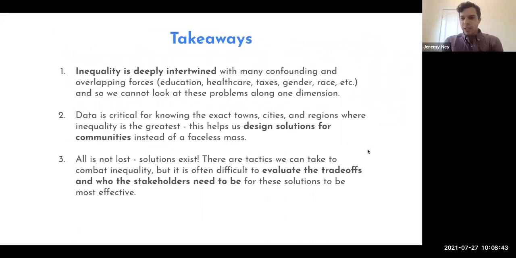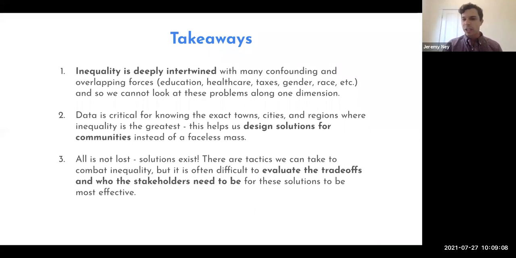So the main takeaways, just to start off with this, and we'll come back to this at the end, is that inequality is deeply intertwined with many confounding forces. So that's education and healthcare, taxes, gender, race. It's really difficult to look at inequality across one dimension. And so this series really tries to make sure that it does justice to the fact that you can't really disaggregate one piece from another.